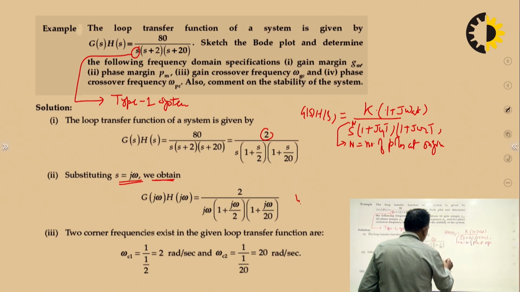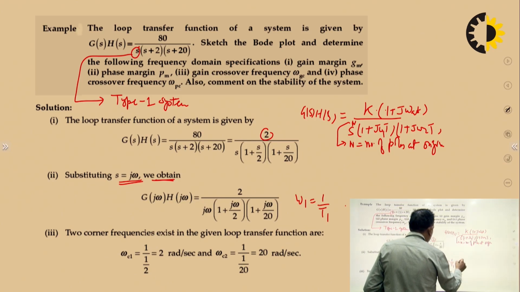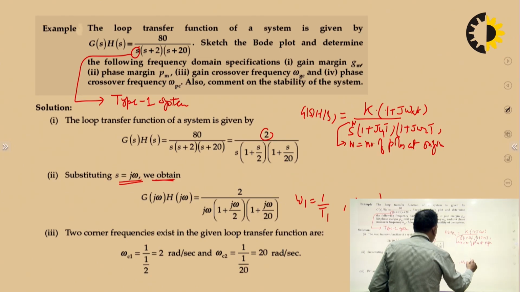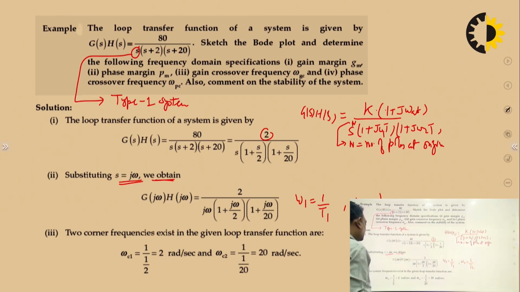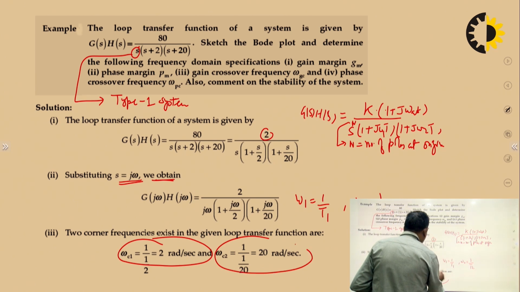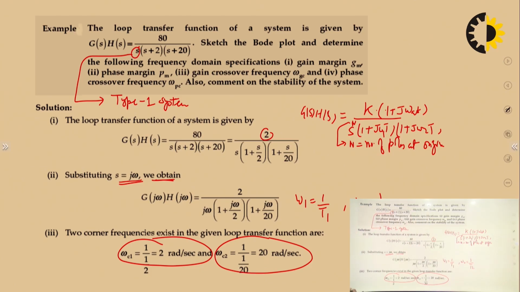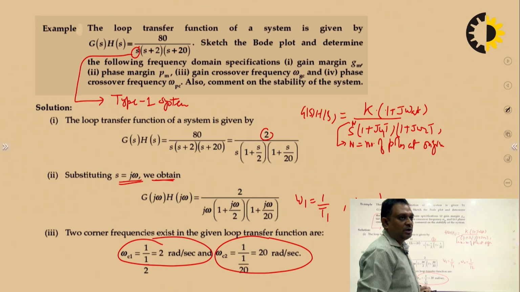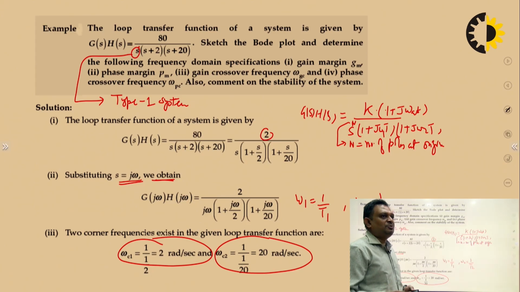So omega 1 is equal to 1 upon t1, and omega 2 equals 1 upon t2. So omega c1 equals 2 radian per second, and omega c2 equals 20 radian per second. These are the two corner frequencies. Corner frequencies in a Bode plot are the frequencies at which the slope of the Bode plot changes.